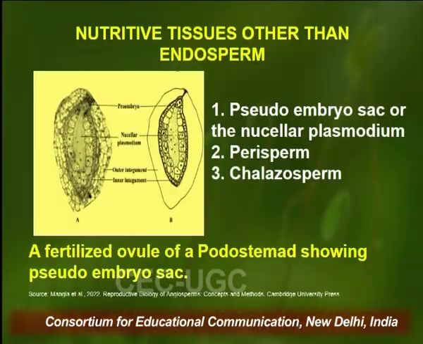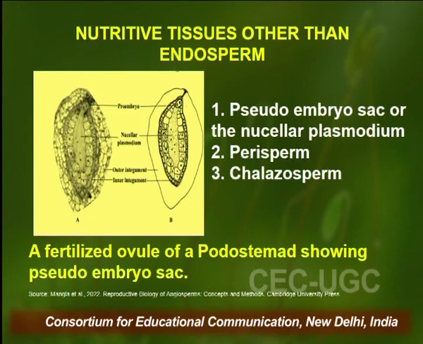Here, there are some nutritive tissues other than endosperm. Of course, the primary tissue which provides nourishment to the embryo is the endosperm, but there are structures like the pseudo-embryo sac, which we just talked about in Podostemaceae, or the nucellar plasmodium. There is perisperm which is present in black pepper, and there is also chalazosperm which also performs the function of providing nutrition to the growing embryo.